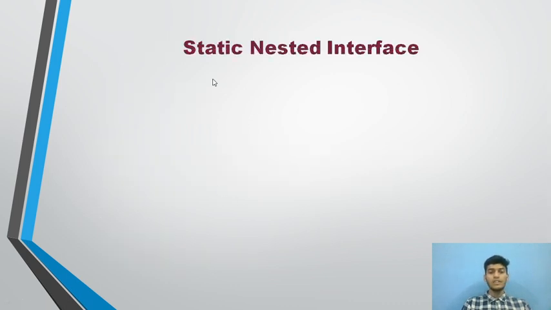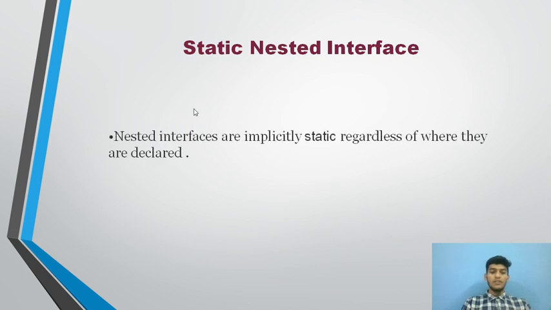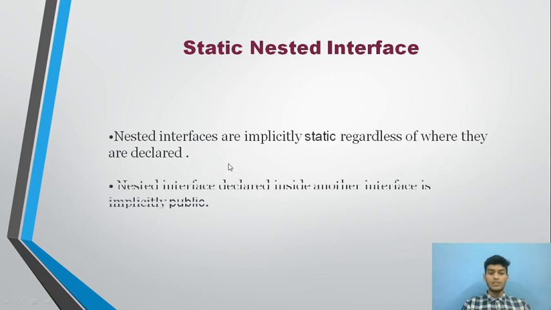Now let us look at the static nested interface. The static nested interface is the same as our nested interfaces. So here are some points. First, nested interfaces are implicitly static regardless of where they are declared. And second, a nested interface declared inside another interface is implicitly public.